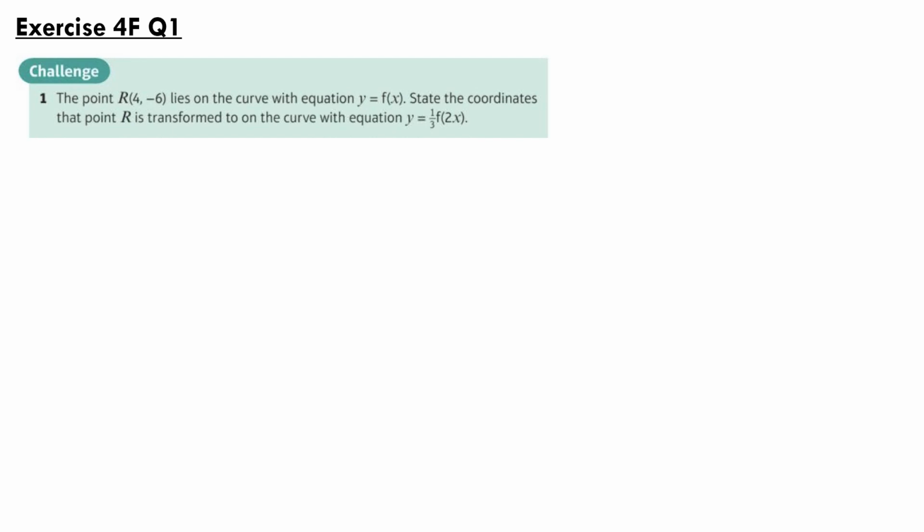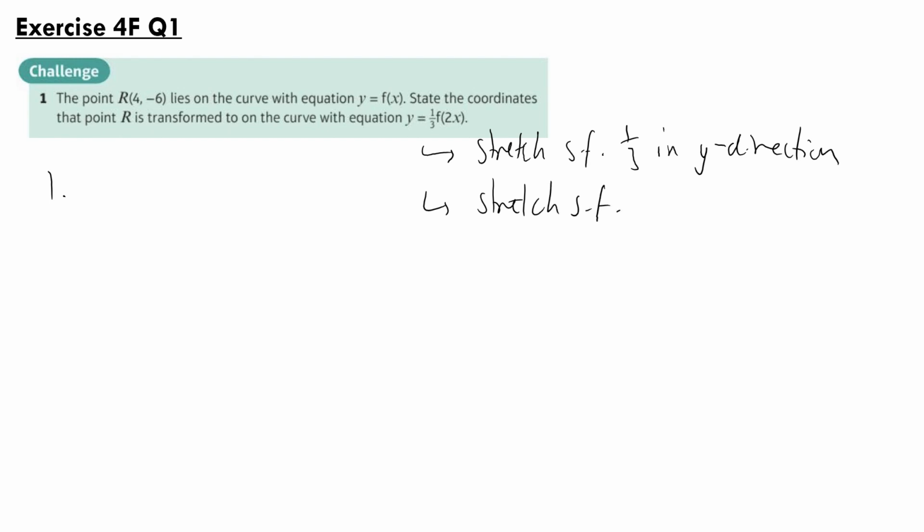Moving on to exercise 4F, question 1 says the point R (4, -6) lies on the curve of the equation y equals f of x. State the coordinates that point R is transformed to on the curve with equation y equals 1/3 f of 2x. So the transformation done here is a stretch scale factor 1/3 in the y direction, and also a stretch scale factor 1/2 in the x direction.